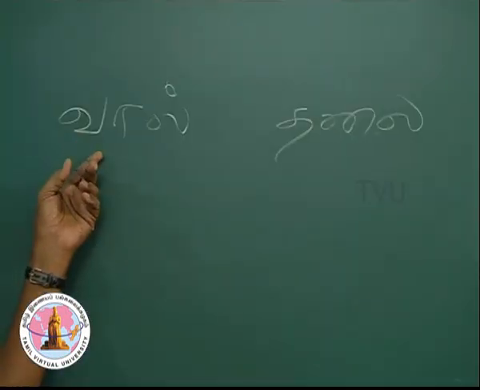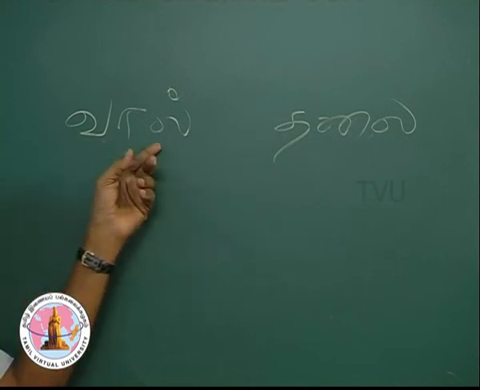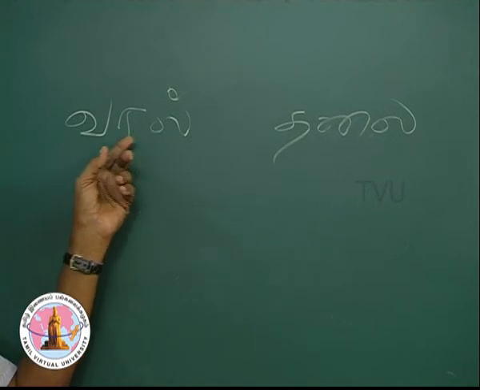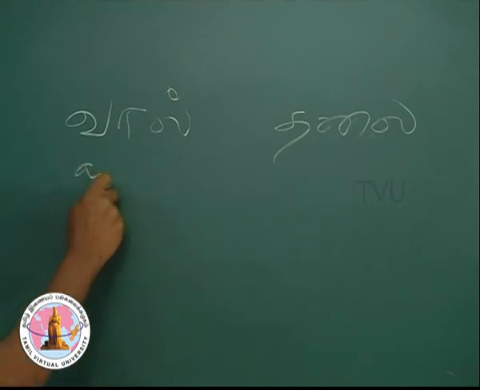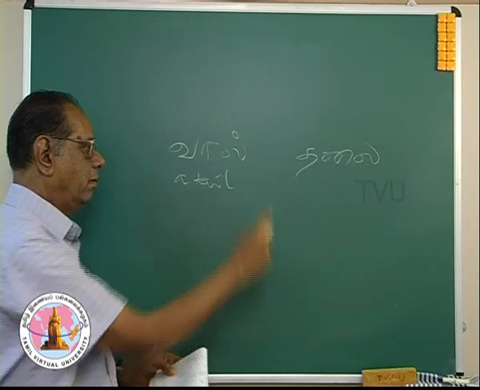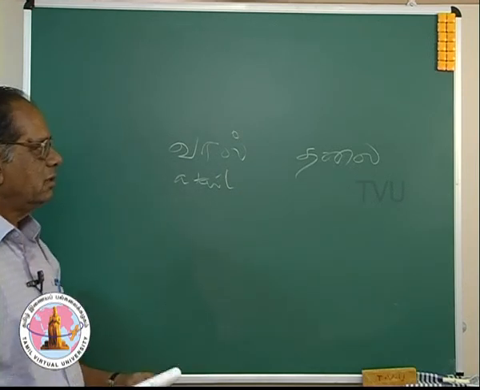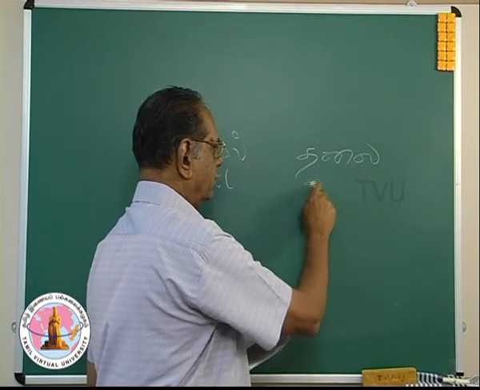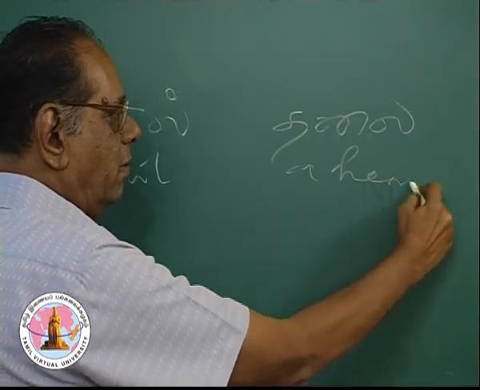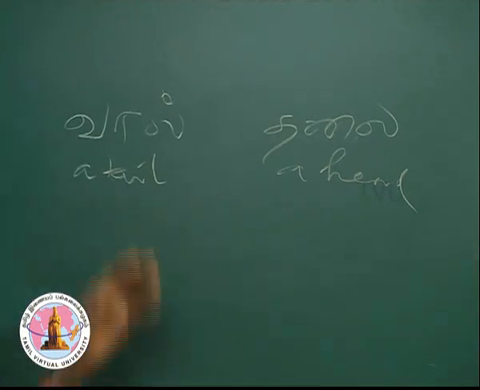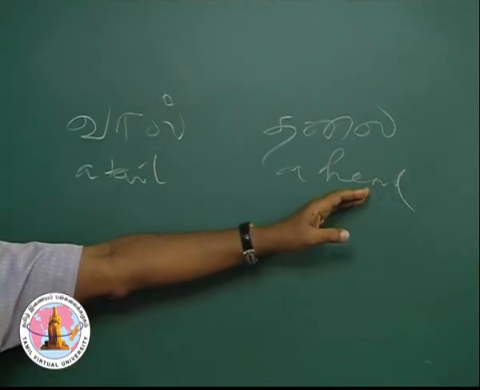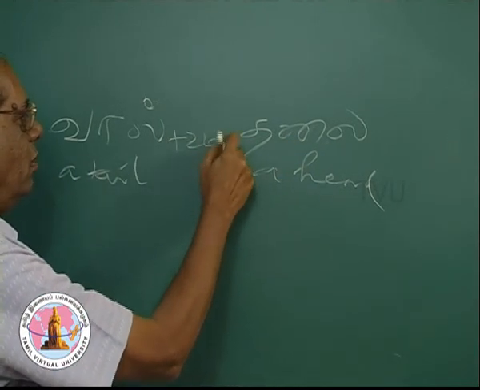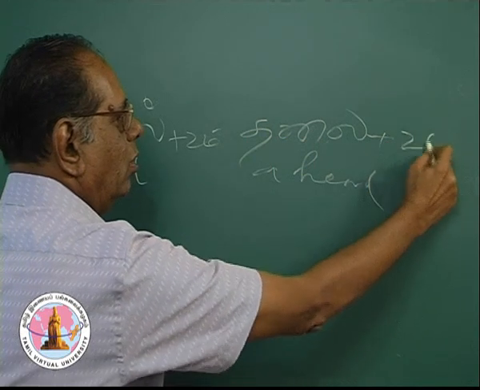Wal, wall. Do you remember the meaning? We did see that: wal, a tail. And this is talai, a head. Wal and talai: you combine these two. What happens? You add um to both the words.